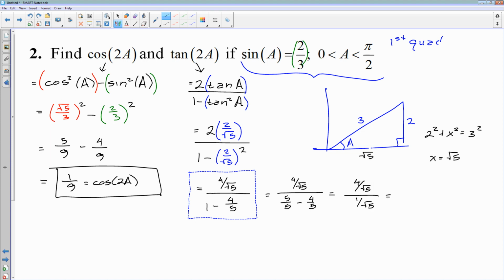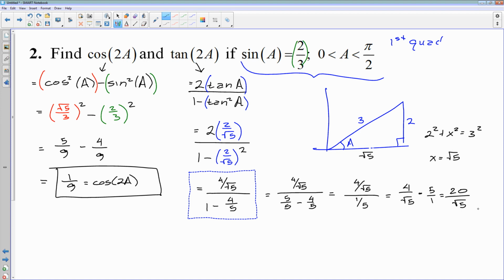If you are dividing by a fraction, you flip and multiply. So 4 over root 5 times, that's not root 5, this should be just 5. 5 over 5 minus 4 over 5 is 1 over 5. There we go. Times 5 over 1. That gives me what? 4 times 5 is 20, over the square root of 5 times 1 is square root of 5.